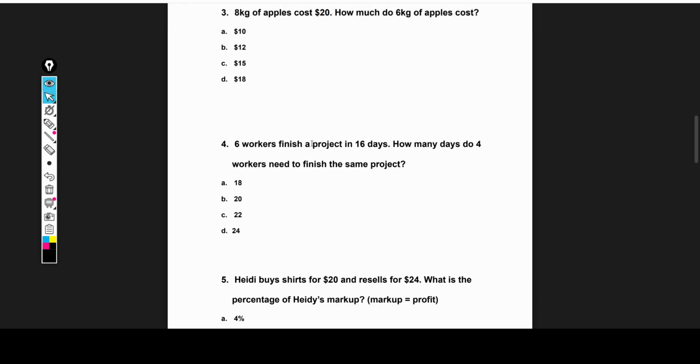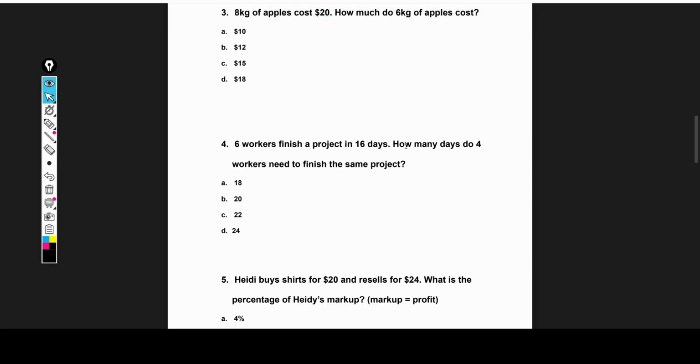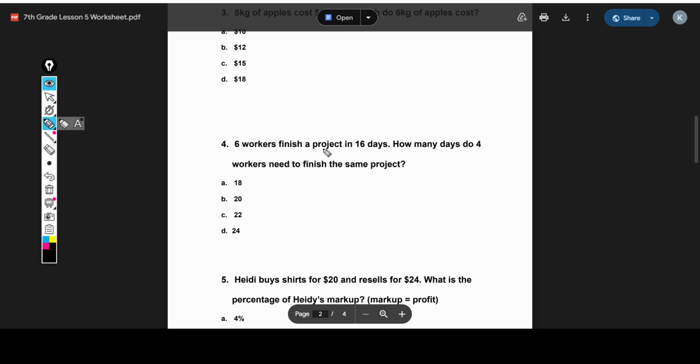Next, 6 workers finish a project in 16 days. How many days do 4 workers need to finish the same project? So if there's 6 workers and it takes 16 days, you can think of it as 6 workers times 16 days gives you 96 man hours. Or man days, I guess. So 96 days of working. So if I was just to have one worker be working, it will take them 96 days.